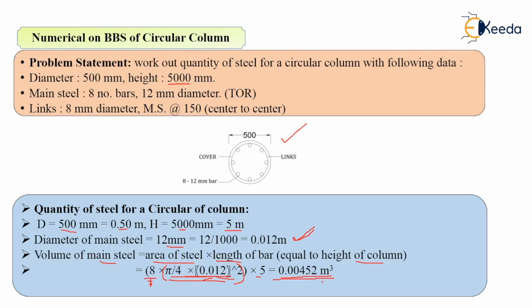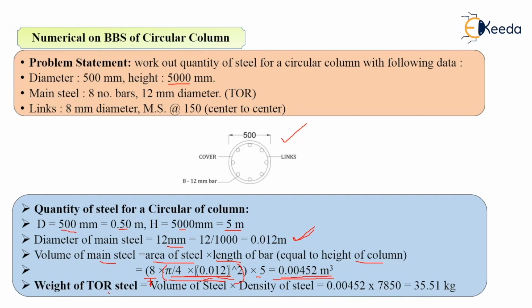Now we have calculated the volume of main steel. The only thing remaining is to convert this volume into weight. So how can you convert this volume into weight? See, weight of tor steel, that 12 mm bar, will be volume into density. If you multiply the volume with density of steel, you will get the total weight of that bar. So we have calculated volume of main steel, it is 0.00452 meter cube, and remember, density of steel is always taken as 7850 kg per meter cube. So volume 0.00452 into density 7850, which comes as 35.51 kg.